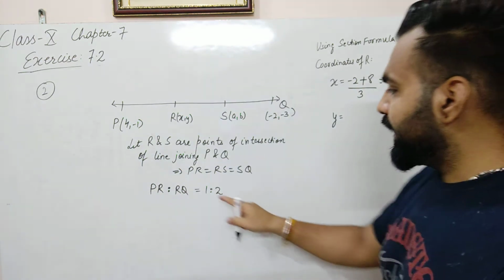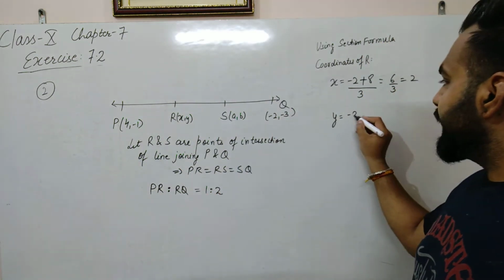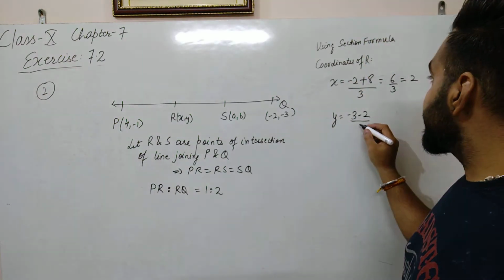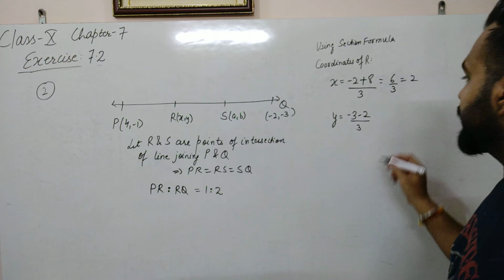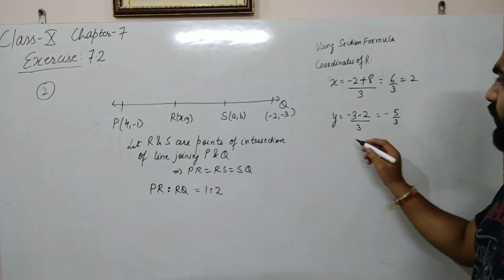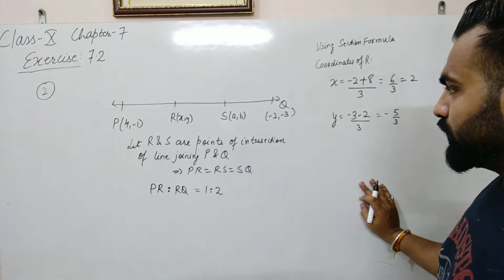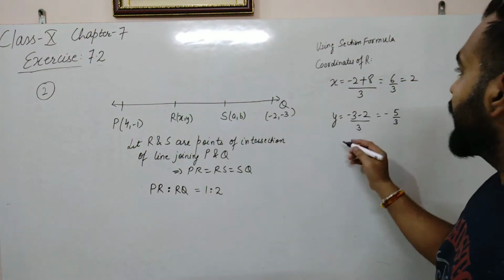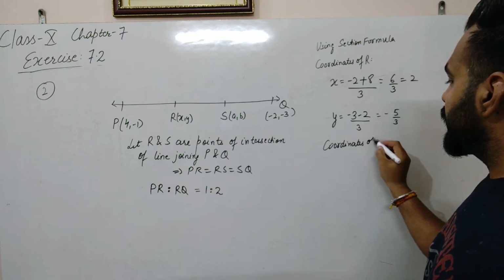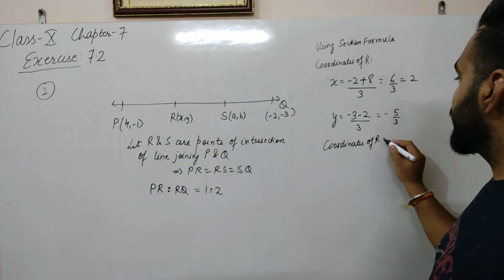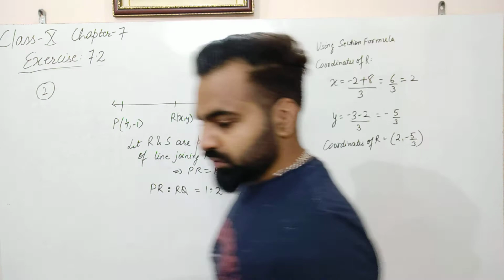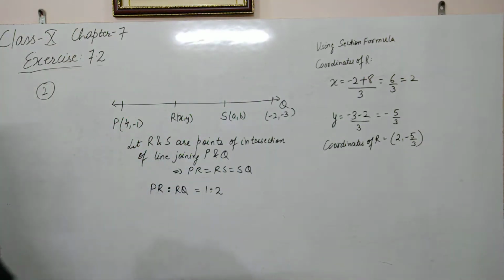Similarly y, m into y2, 1 into -3, -3, plus n into y1, 2 into -1, -2, upon m plus n, that is 3. This will be -5/3. So the coordinates of R are 2, -5/3. So these are coordinates of R point.